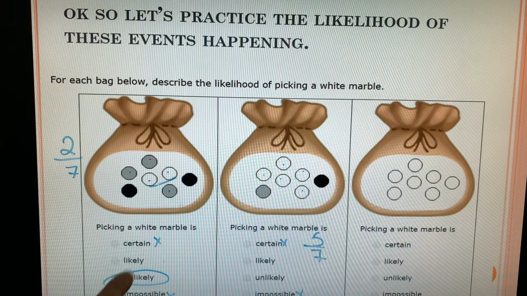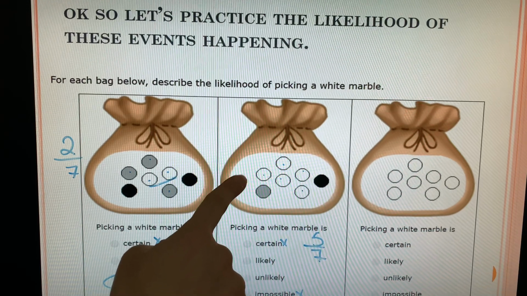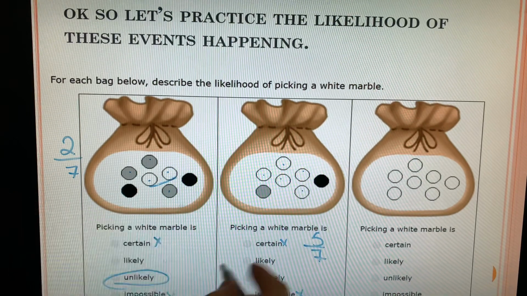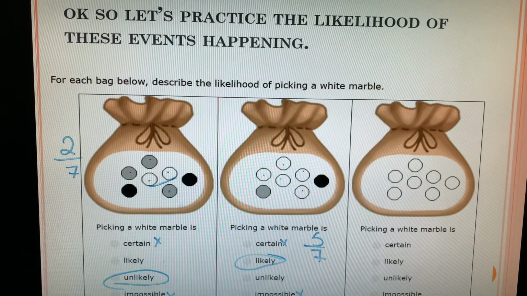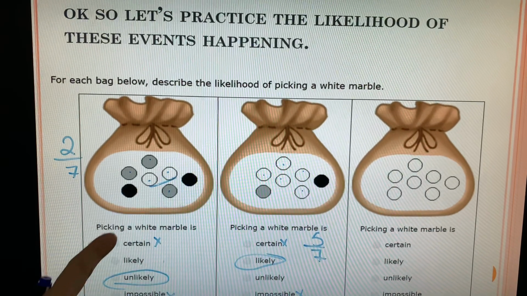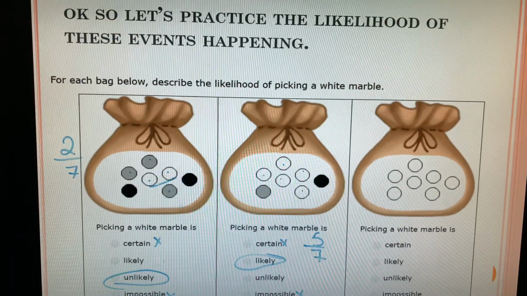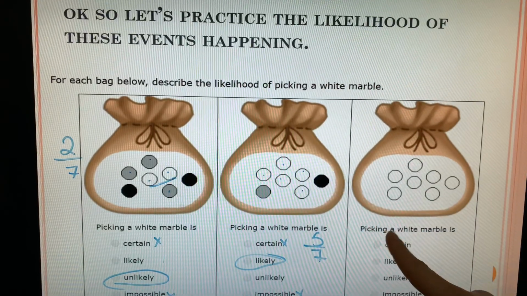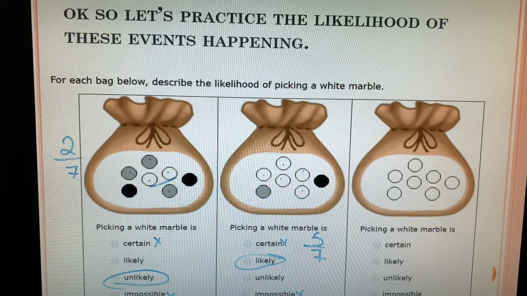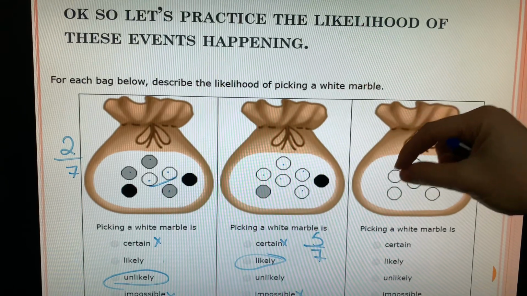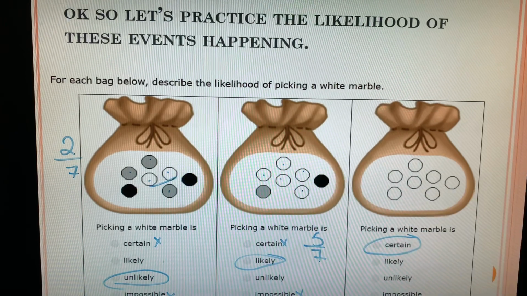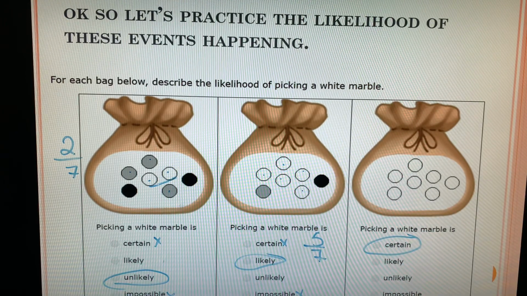If you notice, from here to this one, there's more likelihood of getting a white one here because there are more white marbles than over here. So this one has a more likely possibility of getting it. And that makes sense. There are more white marbles in this bag than in this one. Now let's analyze the next one. Same thing: what is the probability of picking a white marble? Now this one we can definitely see that it doesn't matter how many times we go into that bag, I'm always going to be grabbing a white marble. So it is for sure. When it's for sure that I'm going to get a white one, we call that certain.